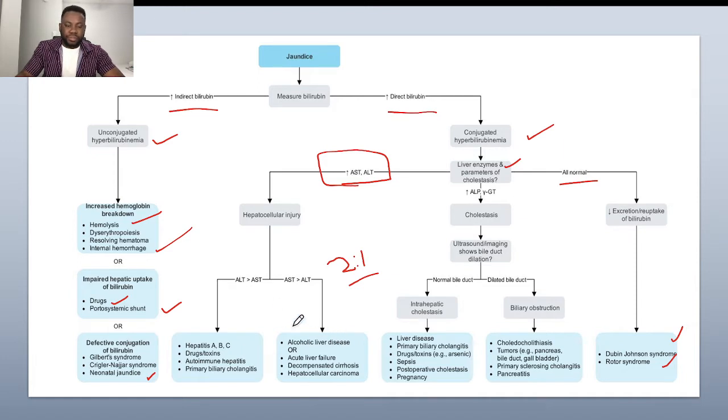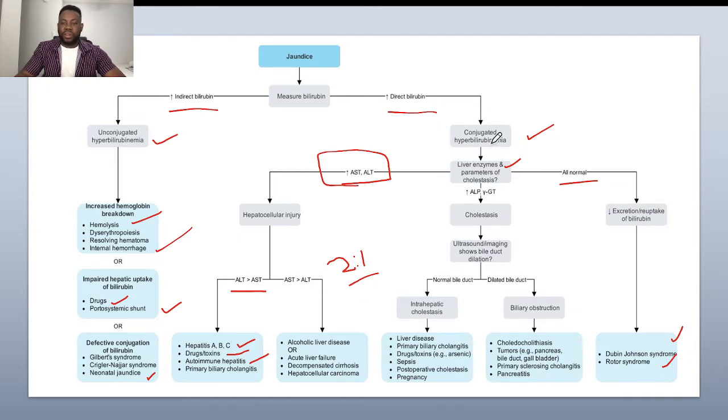Now, if ALT is greater than AST, then it means that your mitochondria is intact, so you have less AST. So diseases like hepatitis A, B, C, drugs, autoimmune hepatitis, and primary biliary cholangitis can cause that.